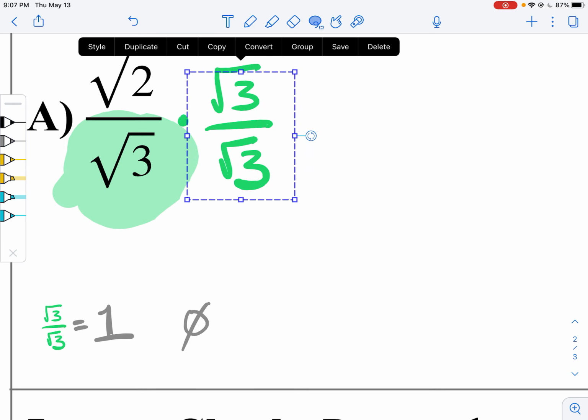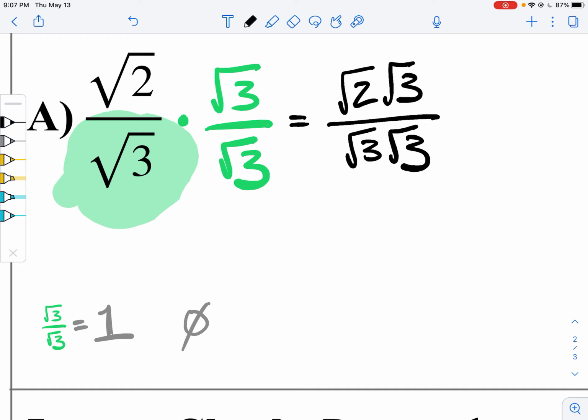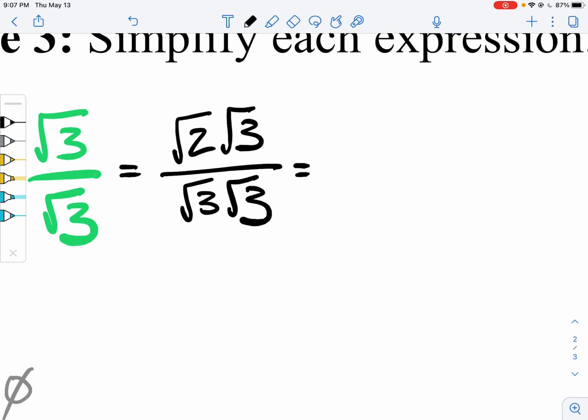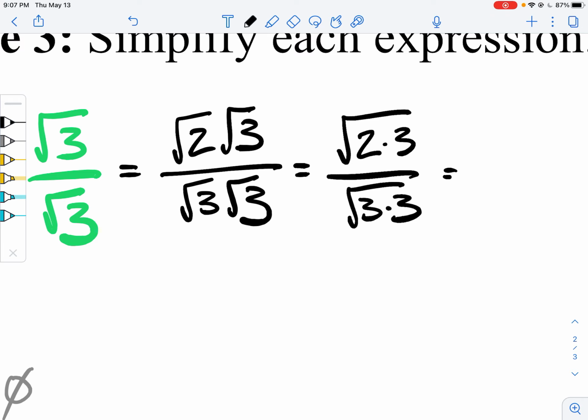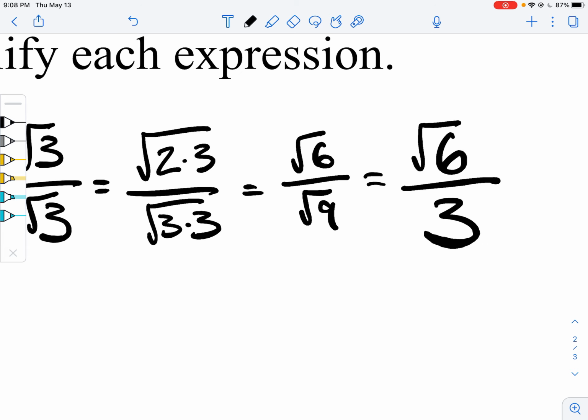Well, let's multiply across. Up top, we get the square root of 2 times the square root of 3. And then we get the square root of 3 times the square root of 3 on bottom. Now we can use our multiplication rules to say, oh, that's the square root of 2 times 3. Oh, that's the square root of 3 times 3, which is rad 6 over rad 9. Well, rad 6 we can't simplify anymore, so it's just rad 6. Square root of 9 is 3.